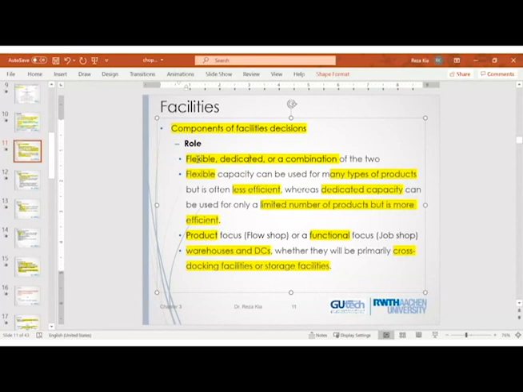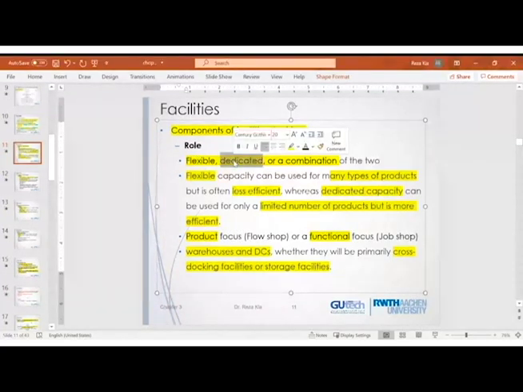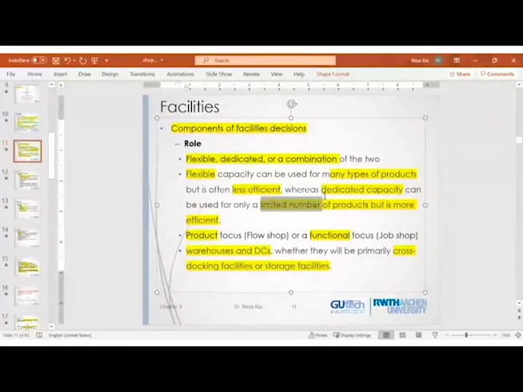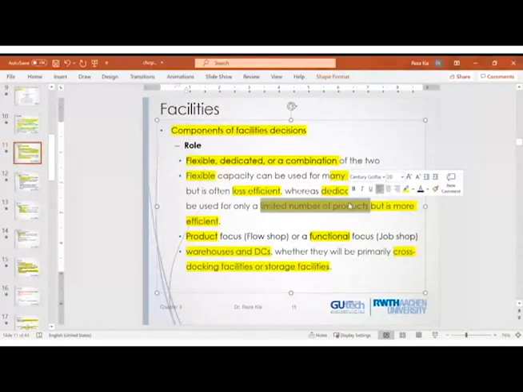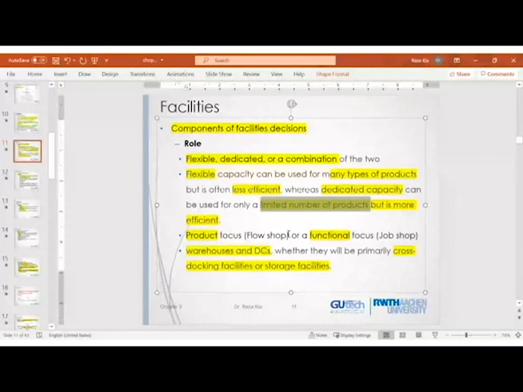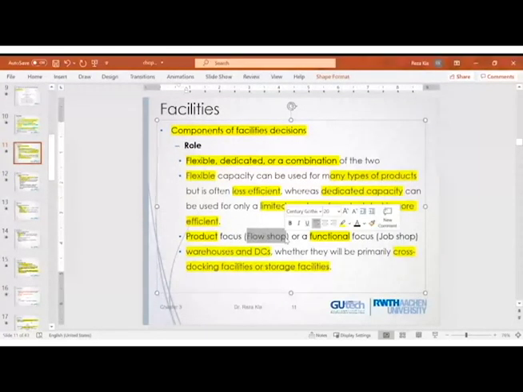But a dedicated facility means that you have designed one facility dedicated to one specific product. So the variety is less, but the production site is more efficient. When the variety is less, it means that the responsiveness is also low. And the other role that you need to decide is whether we are going to have a flow shop system or a job shop system.